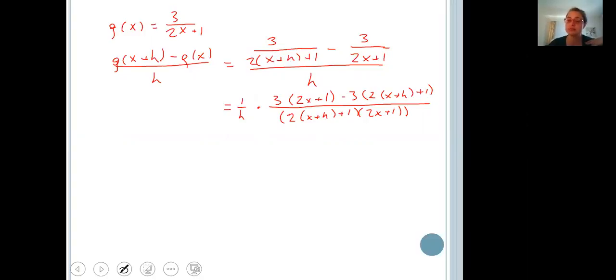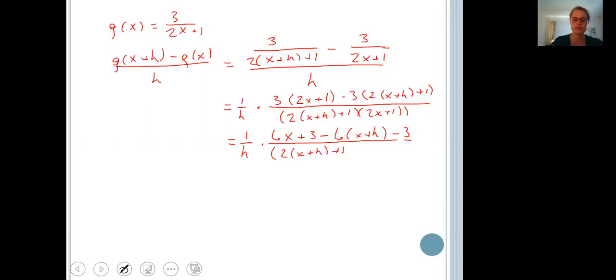Let's work on the numerator. You guys with me so far? Make sure you understand how I got to where I'm at, and ask questions on the forum or in an email if you don't understand this. Okay, so we're just going to leave the 1 over h times. I'm going to distribute in the numerator 6x plus 3 minus, I'm going to distribute the negative 3 through, and that's going to give me 6 times x plus h minus 3, all over 2 times x plus h plus 1 times 2x plus 1.